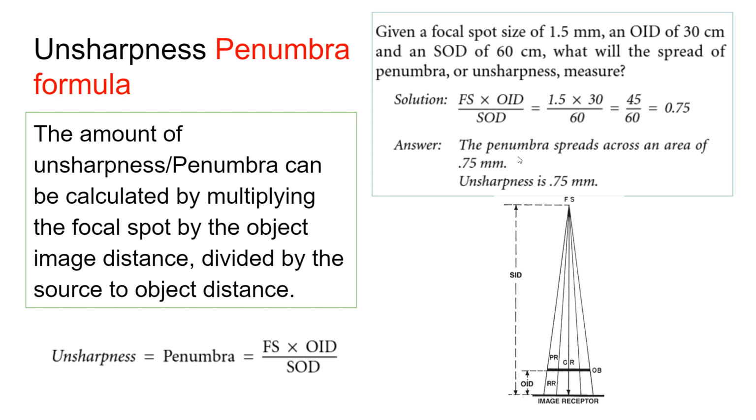Okay, so this one, we get the penumbra spreads across an area of 0.75 millimeters. That's really small, right? That's not even 1 millimeter. So chances are you wouldn't really notice this too much in real life, but sorry, it's on the test, so I've got to teach you this stuff.